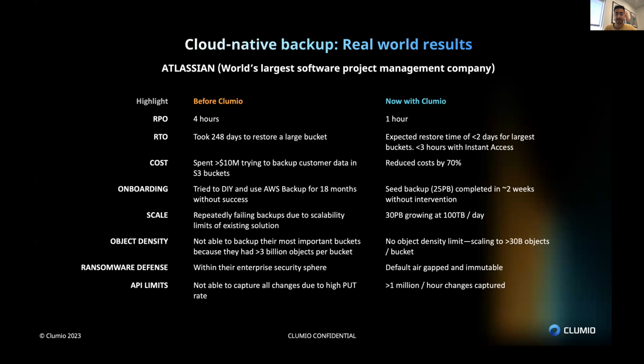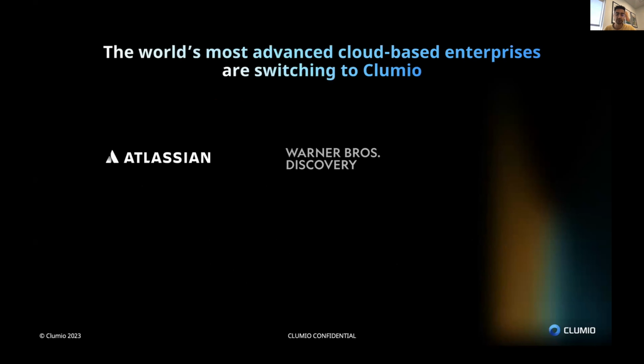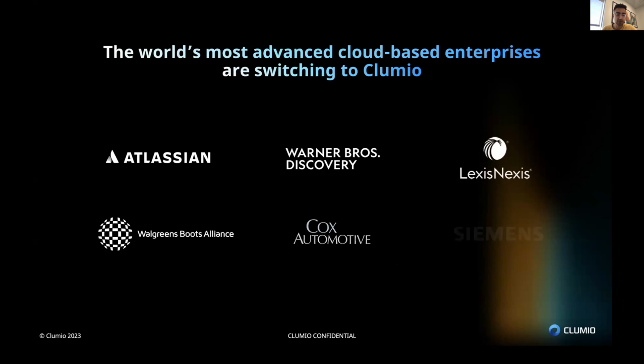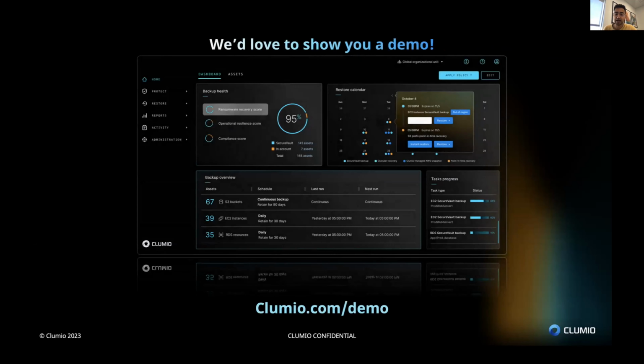So the lesson here is that, to do cloud-native backups, you should really choose a purpose-built cloud-native backup solution. And Atlassian is one of the many companies that have chosen Clumio for their cloud-native backups. We're proud to call cloud leaders in media and entertainment, industrial and manufacturing, legal and risk solutions, as well as e-commerce our customers.